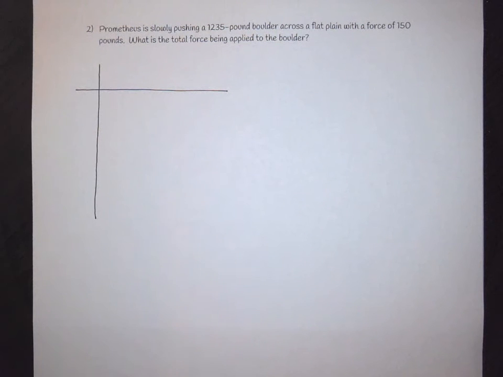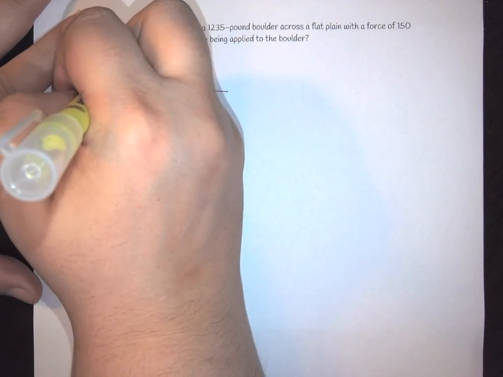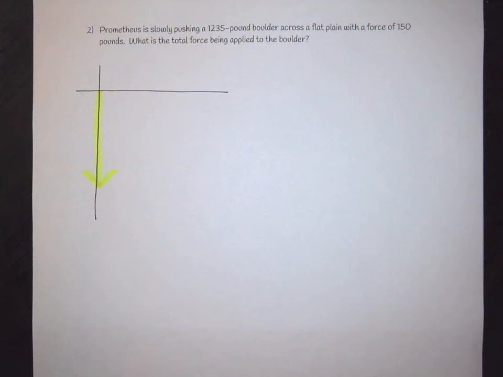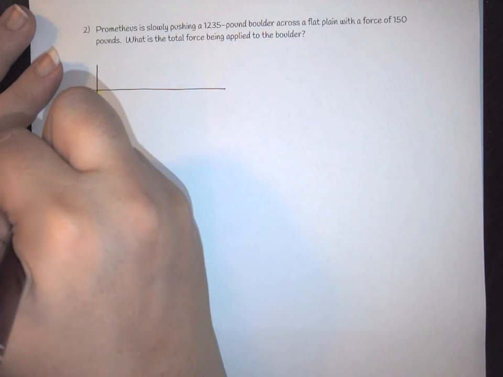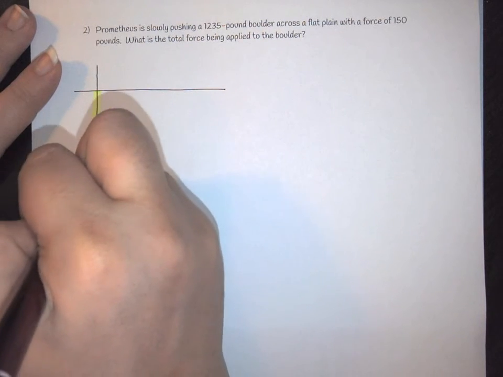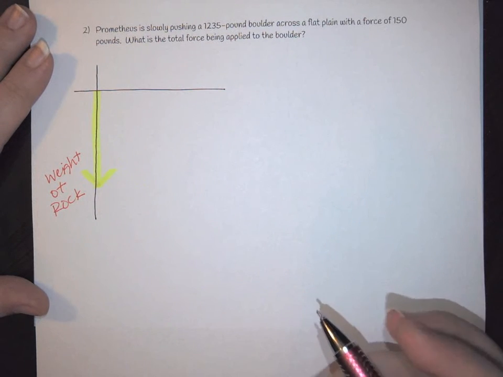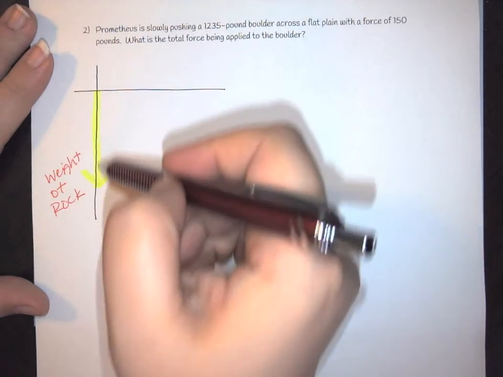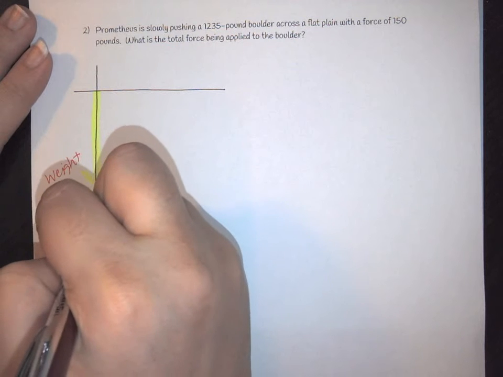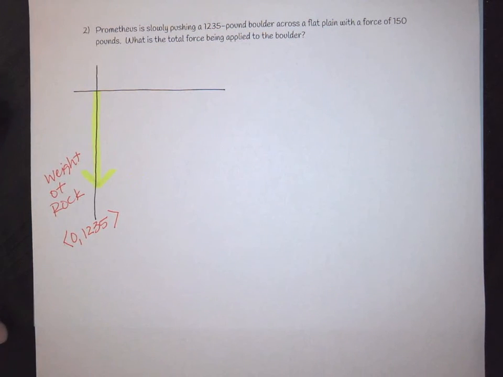The first thing that we have is the weight of your boulder. So we have this force here that is being applied in the downwards direction. And what that is right here is the weight of the boulder, which we were told was 1,235 pounds. So if we think about this as a vector, it would have a component form that would say 0, 1,235. Okay, that is what we're doing here.